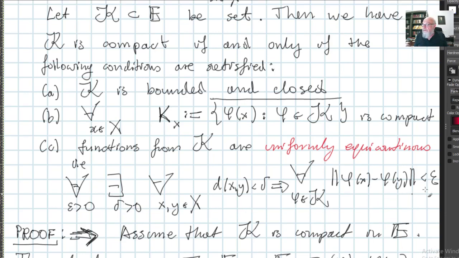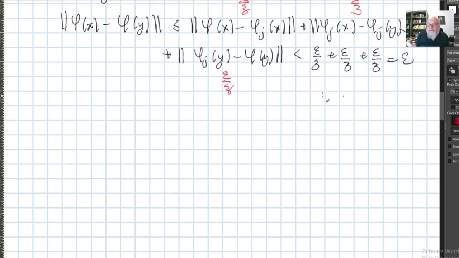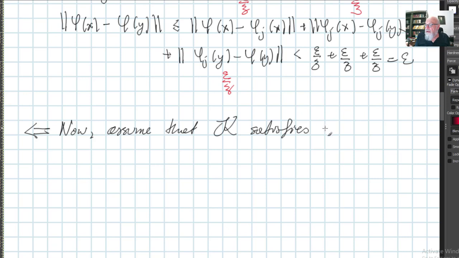So let's go back to the proof and prove this particular direction. Now assume that K satisfies A, B, and C. So it is closed, it is bounded, the sets Kx are compact, and C is uniform equicontinuity.